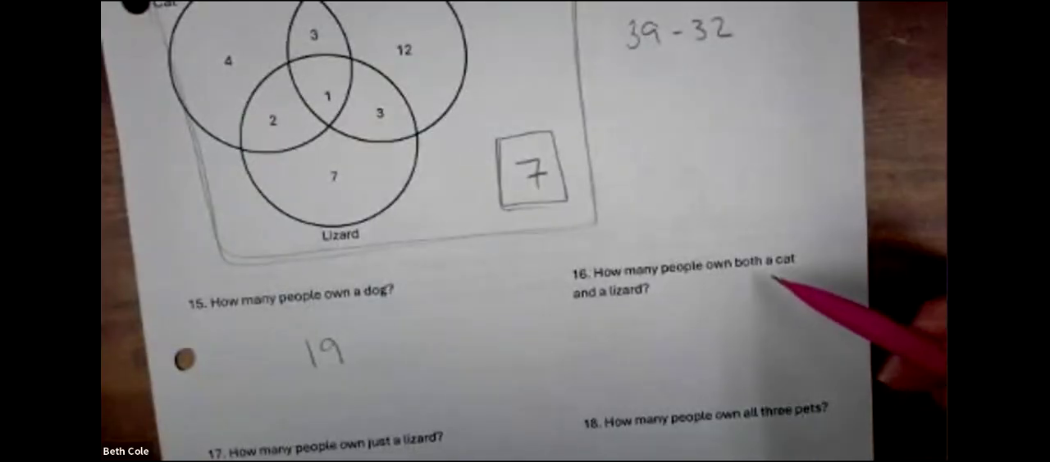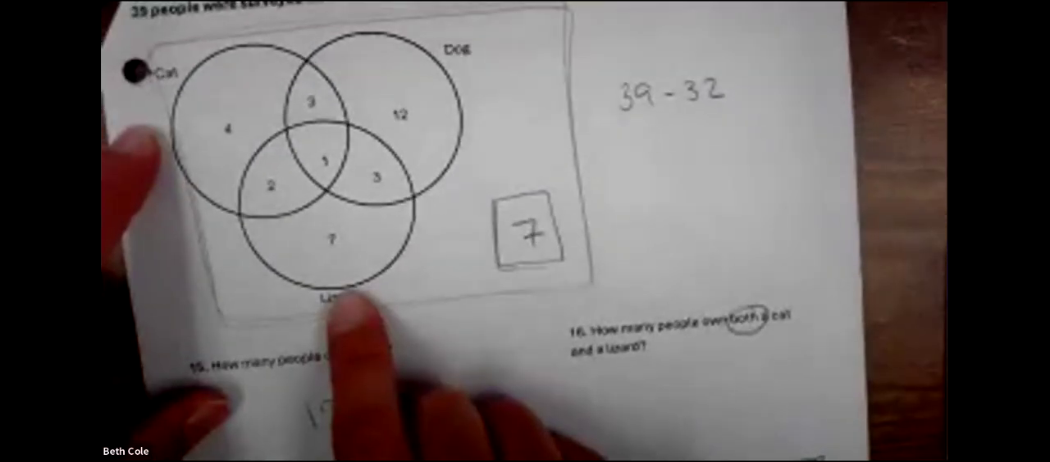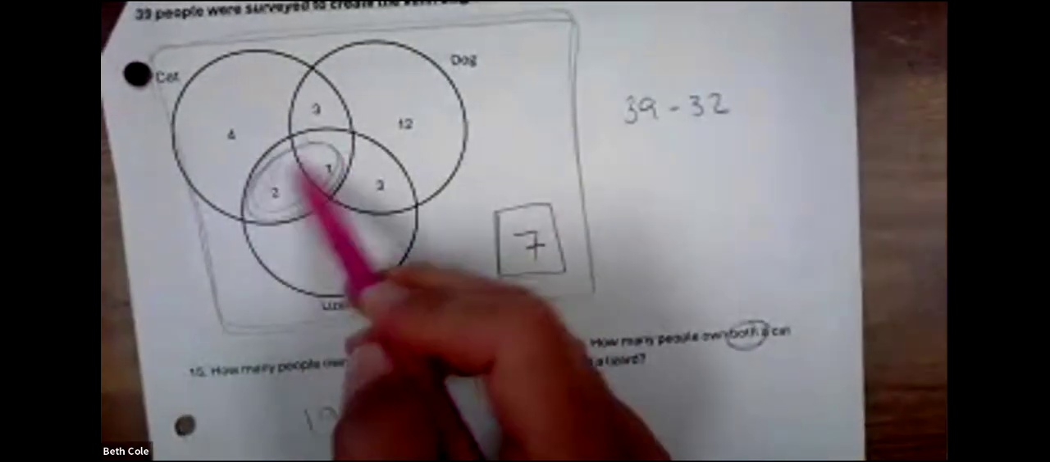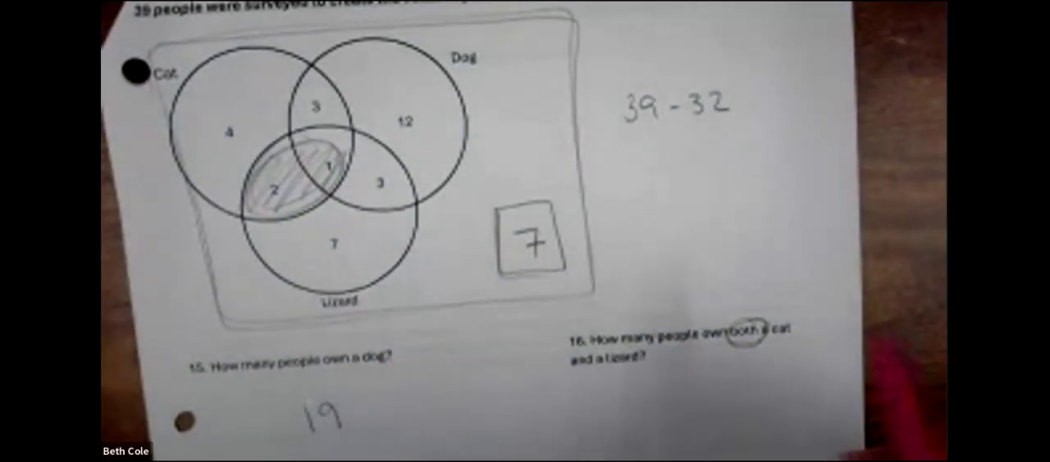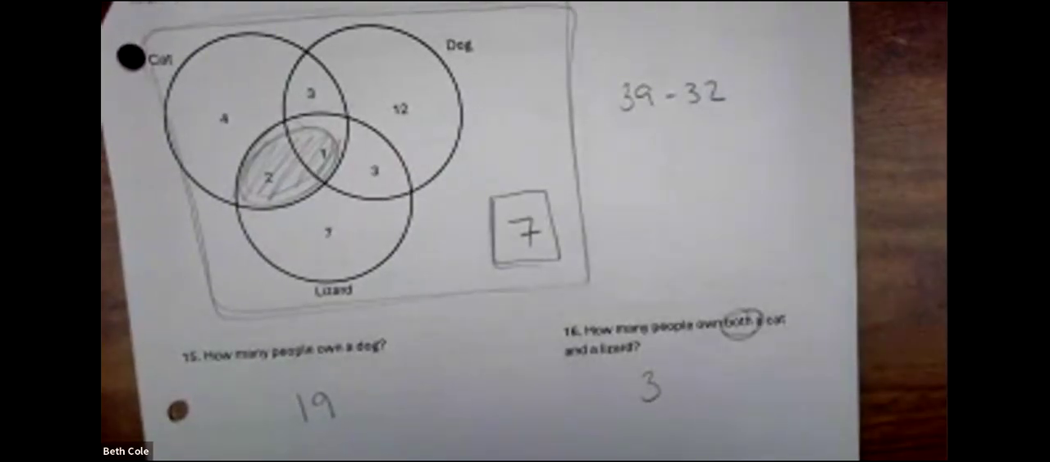All right, how many people own both a cat and a lizard? So here's cat, here's lizard. This is the overlap for cat and lizard. Do you see that there? Don't color on yours. Don't mess up your picture. I'm just trying to illustrate. So how many people own both cat and lizard? Yeah, 3. Perfect. 2 plus 1.